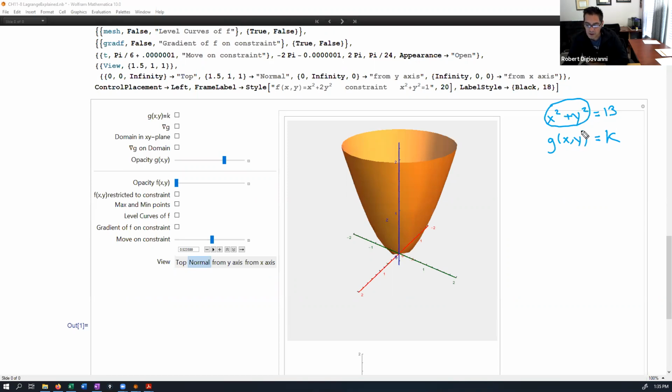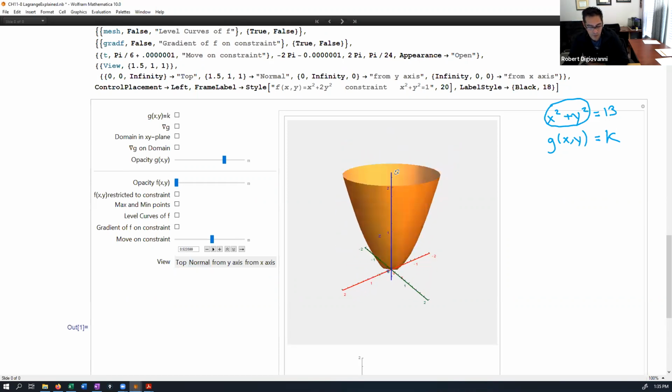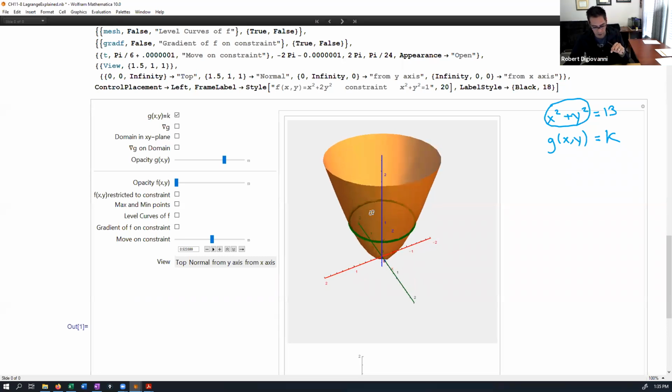So if I just look at g of x,y, let's just say that this is it right here. It's just some surface. That right there is that surface restricted to 13, let's say. The green is where that surface is a constant. So you should have like a horizontal plane cutting through your surface. So there is the actual constraint equation.